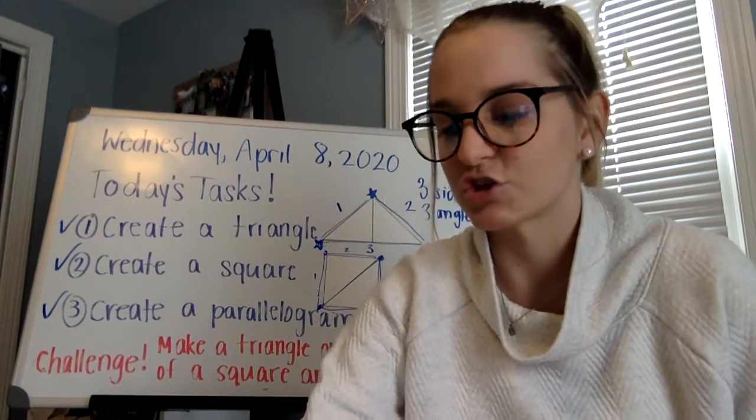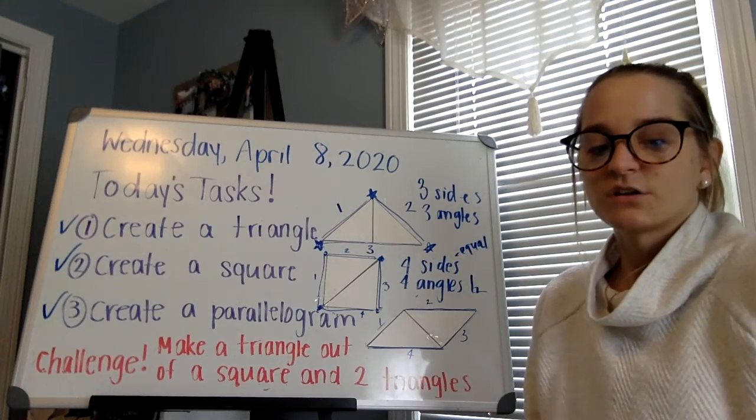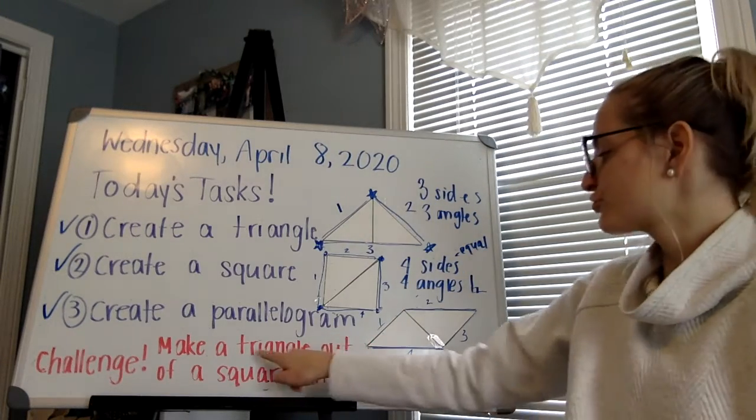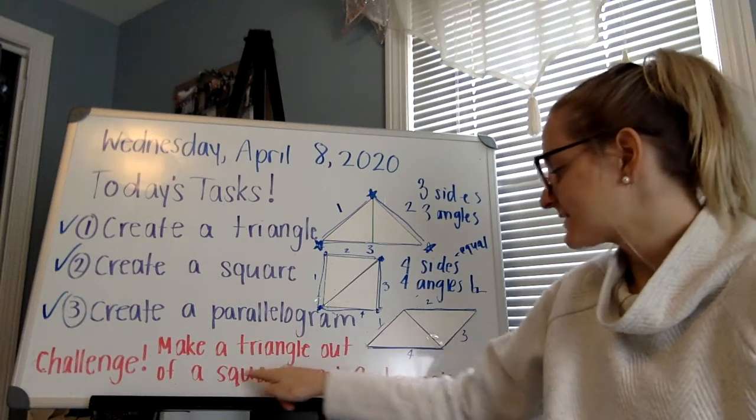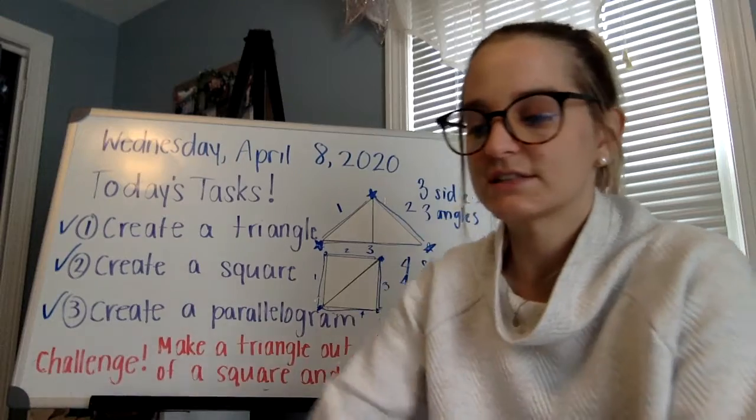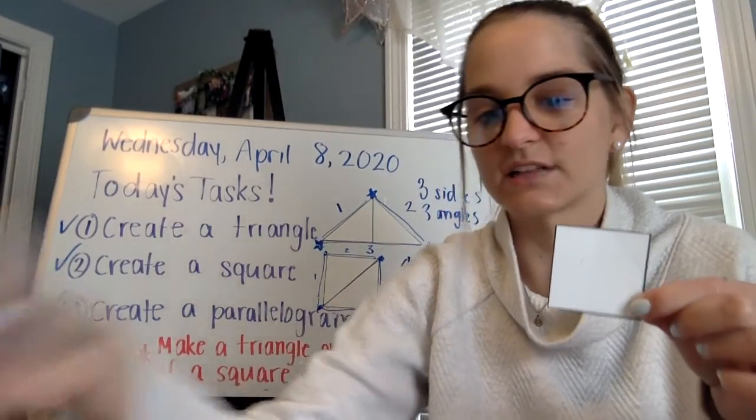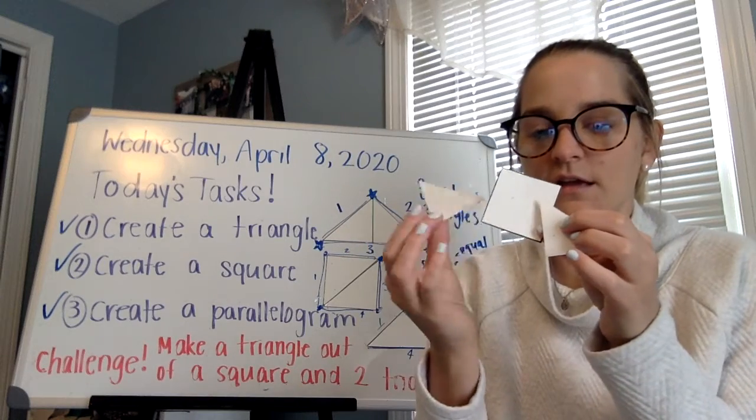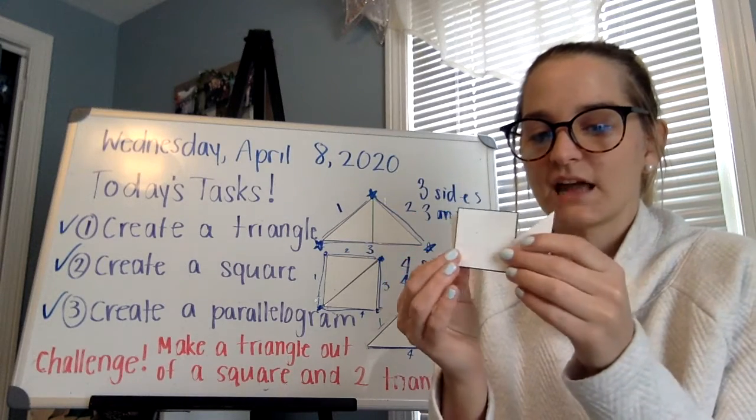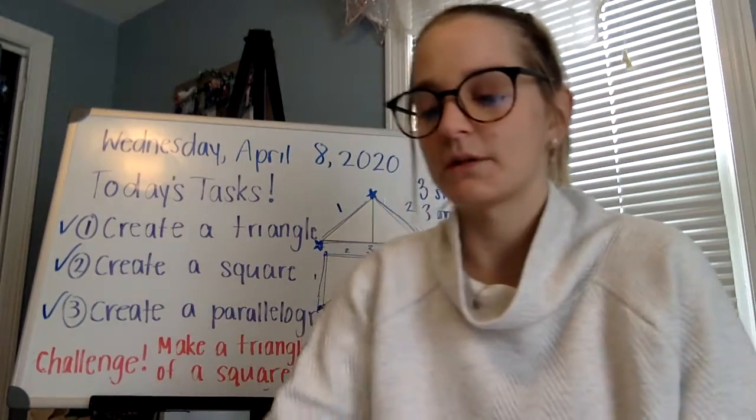Now, since we have extra time, let's look at the challenge. So we have to make a triangle out of a square and 2 triangles. So what I'm going to do is take the square from the tangram and the 2 little triangles that are the same size, and let's try to put them together to make a new triangle. I'm going to move my computer again since we don't have room on the whiteboard. Ooh, sorry.